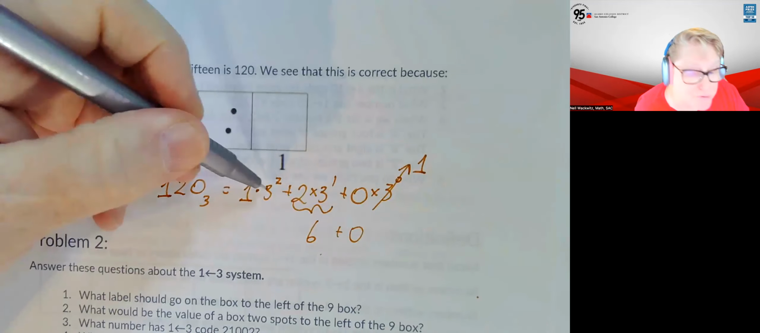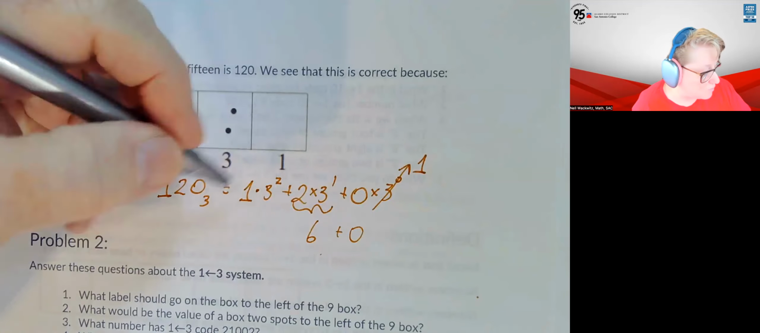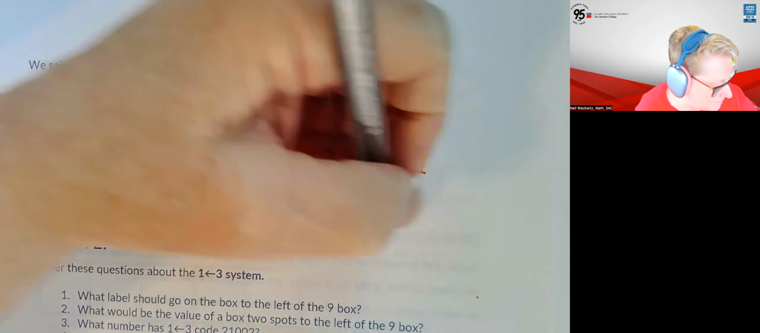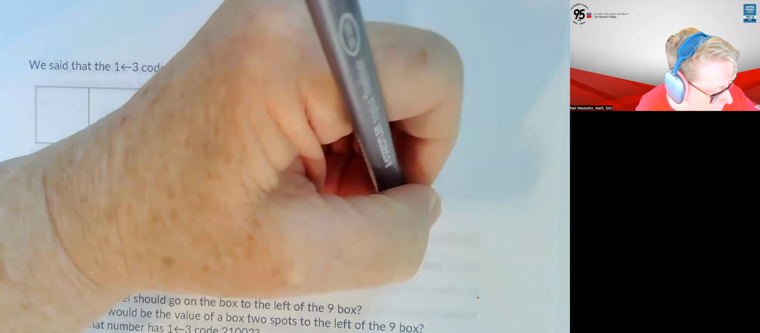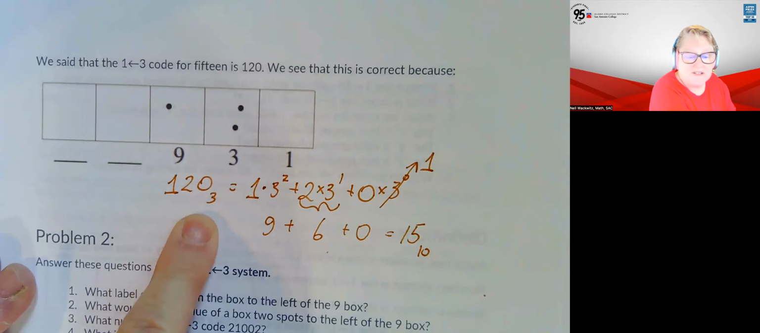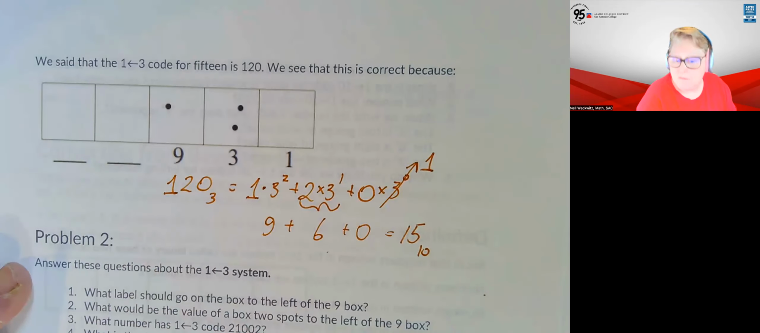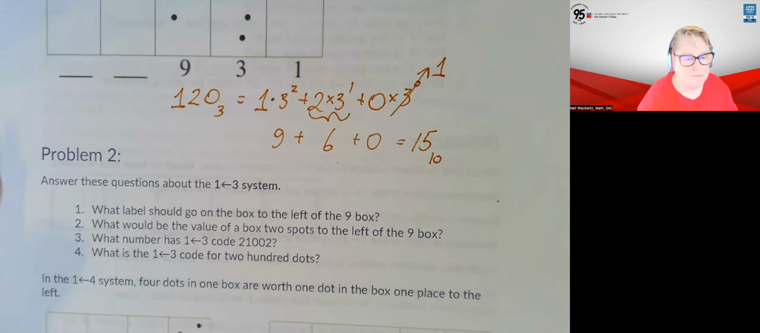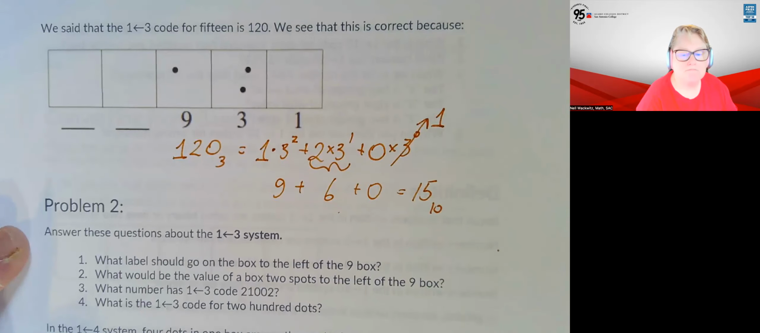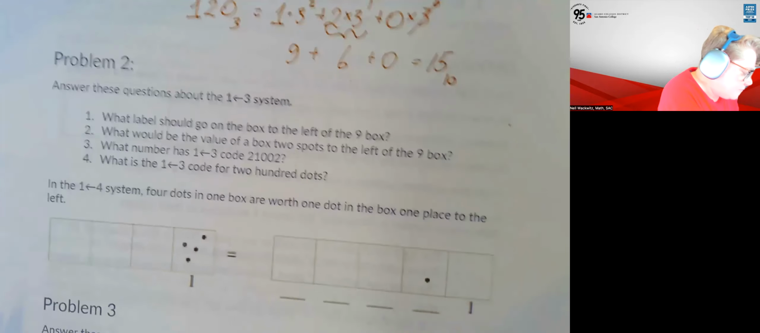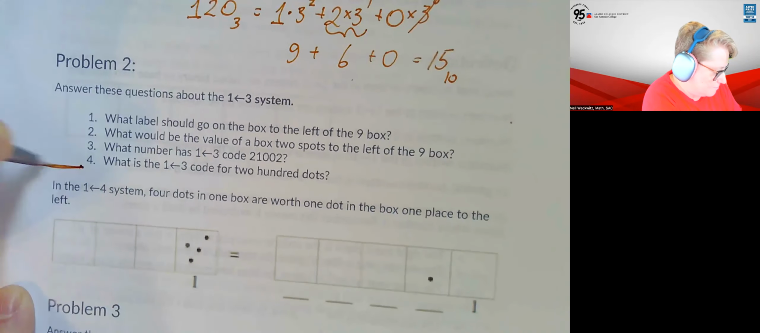And 1 times 3 squared, 3 squared is 9. So 1 times 9 is 9. And if we add, we get 15 base 10. So the number 120 base 3 is equivalent to 15 base 10. All right. There should be a break here.